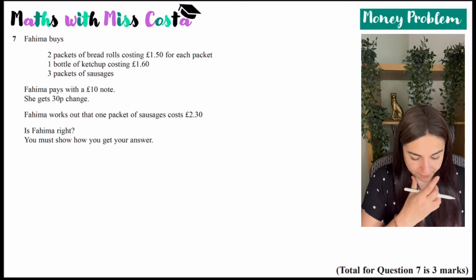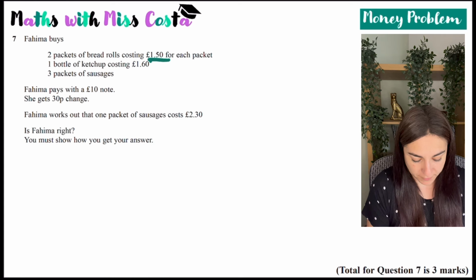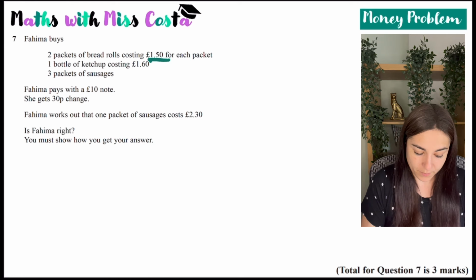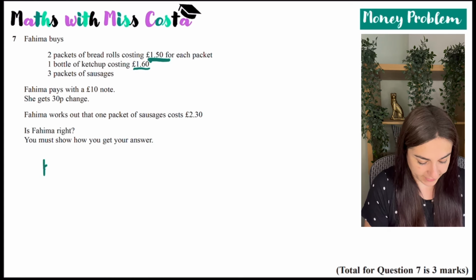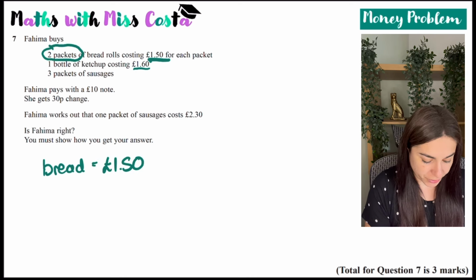Next, we've got Fahima, who buys 2 packets of bread rolls costing £1.50 for each packet, 1 bottle of ketchup costing, so let's write it, so bread equals £1.50, and there's 2 of those packets.